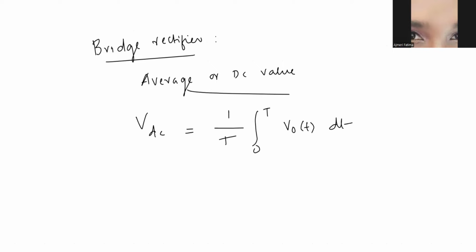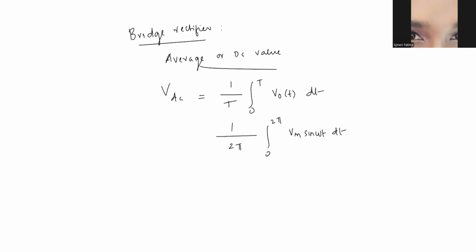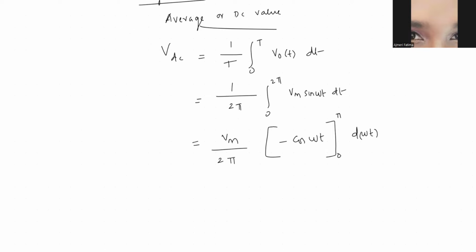So 1 by 2 pi integration 0 to 2 pi. Total time period is 2 pi. So V of T can be written as Vm sine omega T dt, right? So what will we get? Take Vm outside, Vm by 2 pi. Apply integration. Integration of sine omega t is minus cos omega t into internal differentiation of omega, that I will write as d of omega t. Apply upper limit and lower limit. So what you will get? You will get Vm by 2 pi.